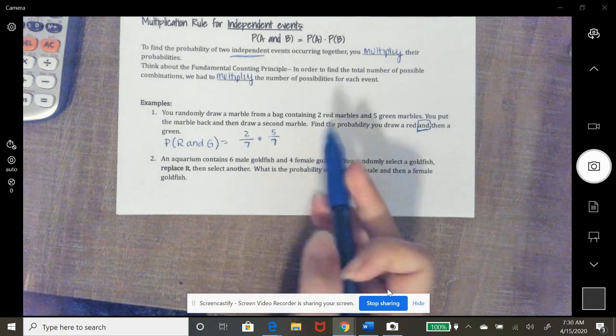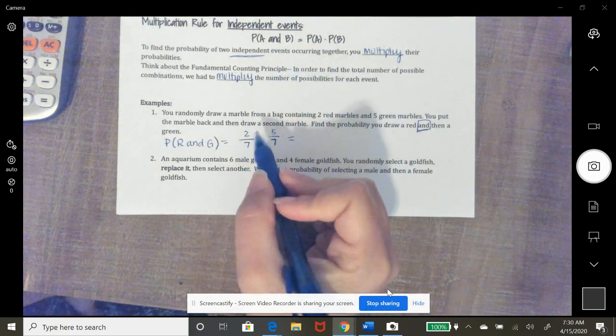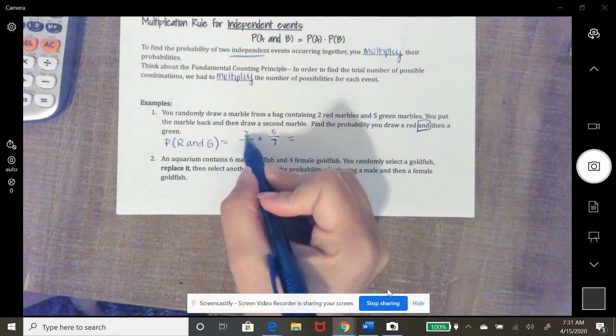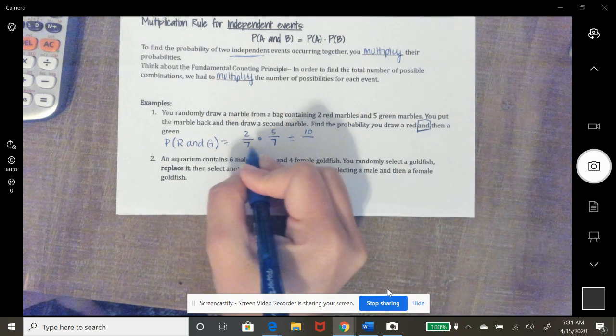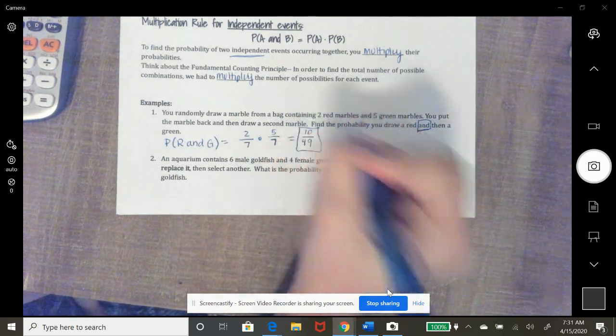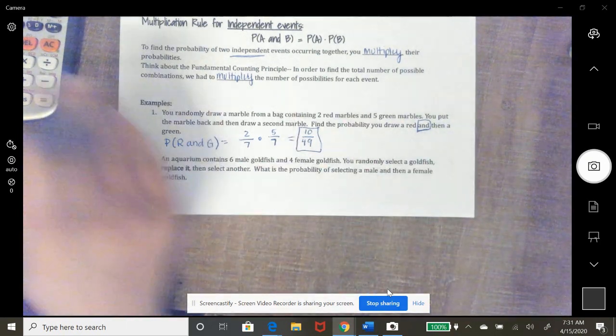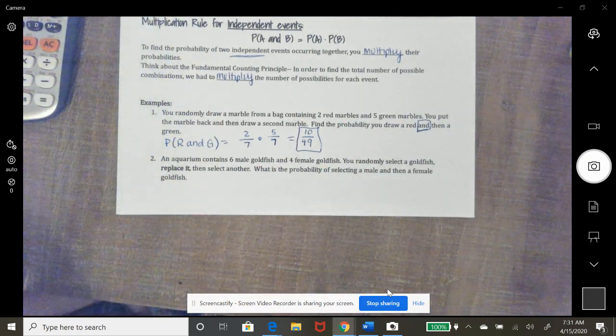Now, if you have a calculator, you can obviously just type that in. But if you're just using your phone, you just multiply straight across. So 2 times 5 is 10, and then 7 times 7 is 49. If it simplifies, you can simplify it. I don't believe this does, so we'll leave it like that. I put both answers on the Google form, whether you simplified or didn't.